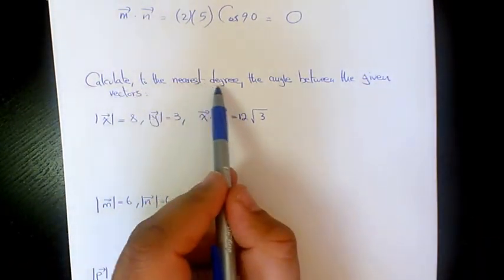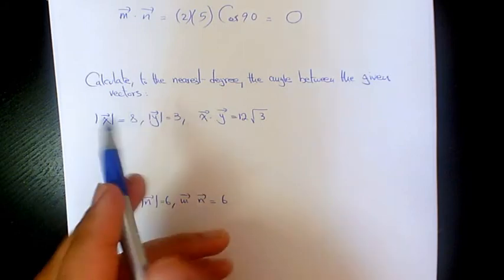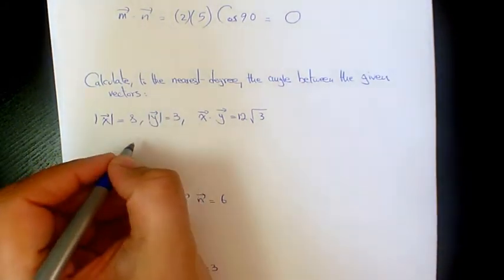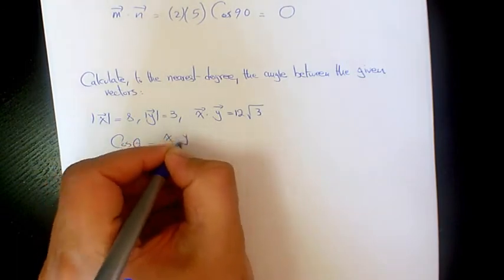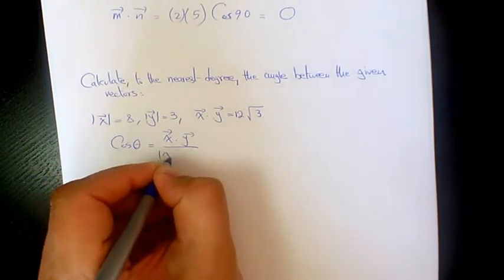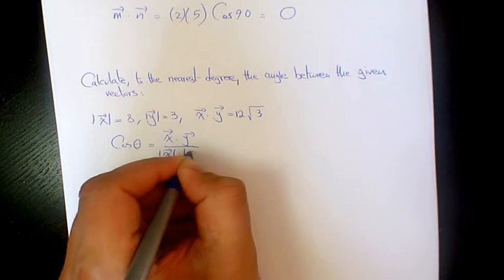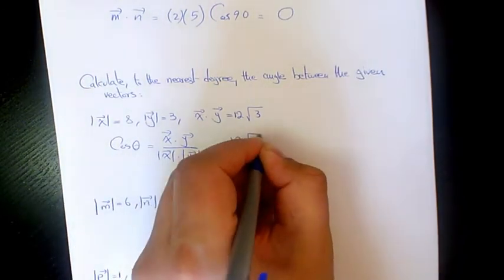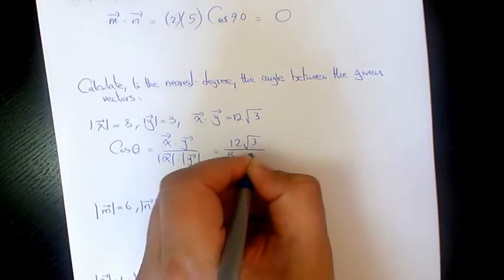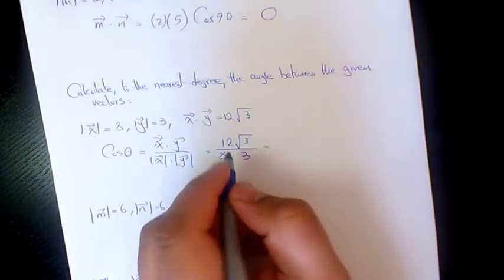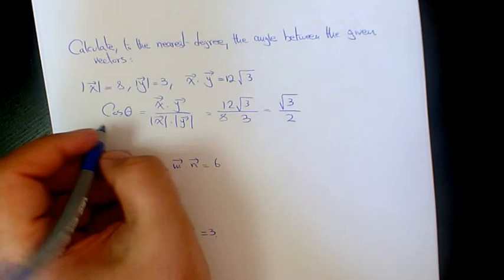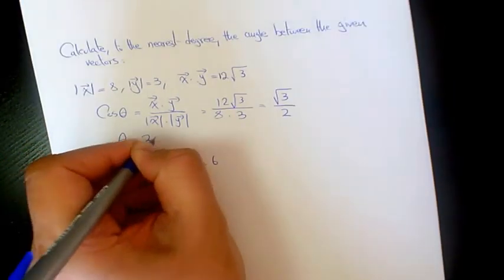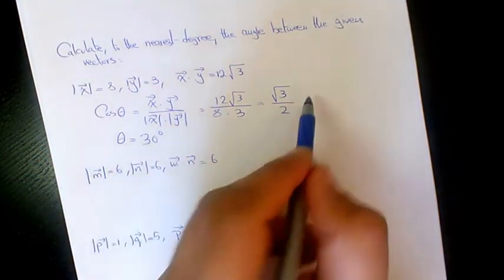Calculate to the nearest degree the angle between the given vectors. Cosine theta equals x dot y divided by the magnitude of x times the magnitude of y. So it's going to be 12 root 3 divided by 8 times 3, which is 24. The final answer is going to be root 3 over 2, and theta will be 30 degrees, because cosine of 30 is root 3 over 2.